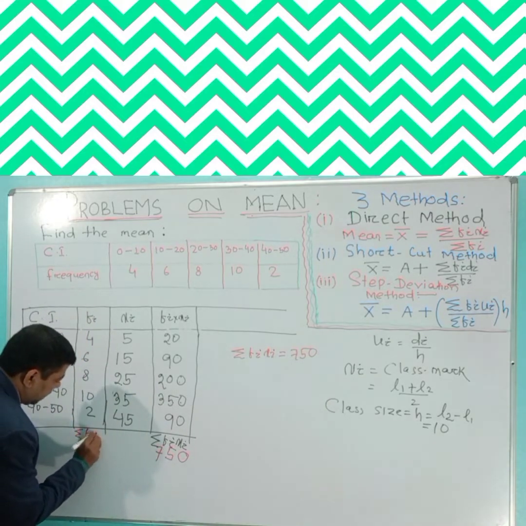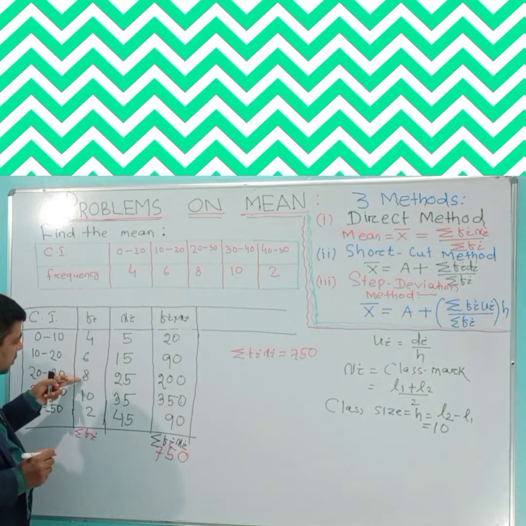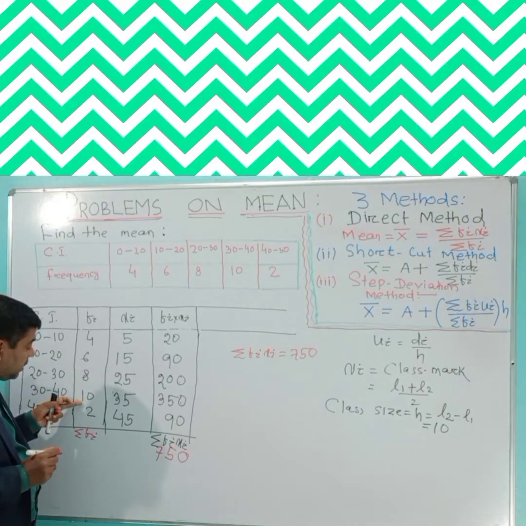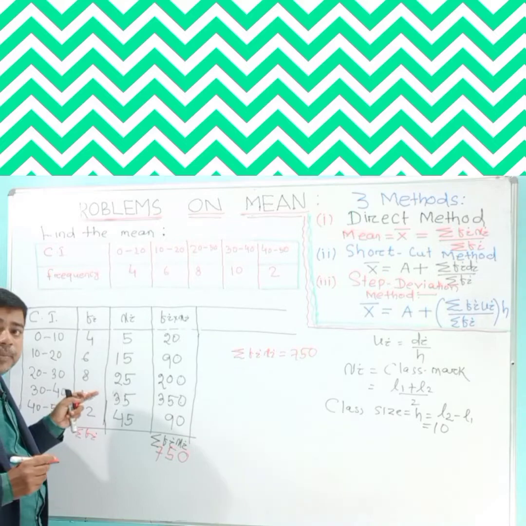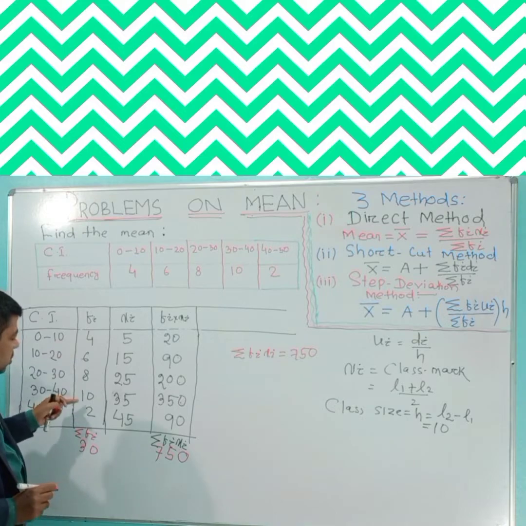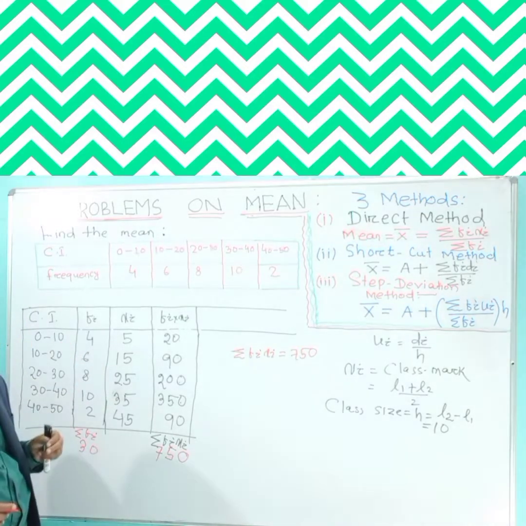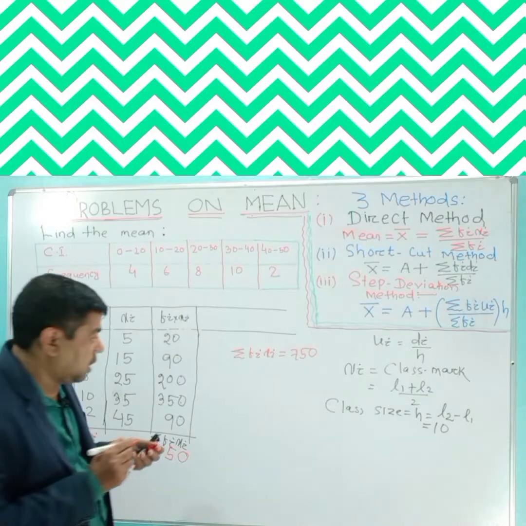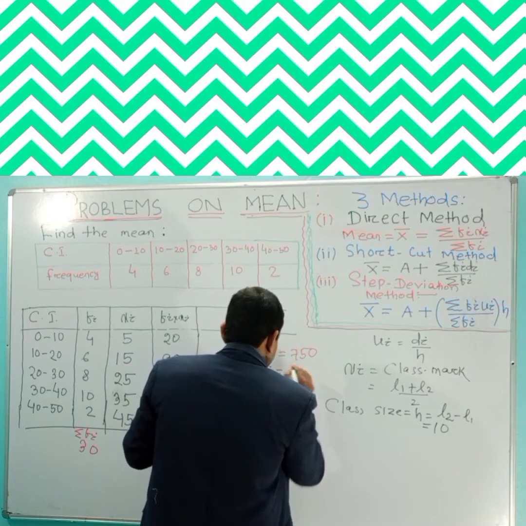Write all the frequencies and find the sum of fi. 4 plus 6 is 10. 10 plus 8 is 18. 18 plus 10 is 28, and 28 plus 2 is 30. Yes or no? Yes. Okay, look here: 10 plus 2 is 12, 12 plus 8 is 20, 20 plus 6 is 26, 26 plus 4 is 30. So your sum of fi is 30. Once again, your addition should be done correctly.